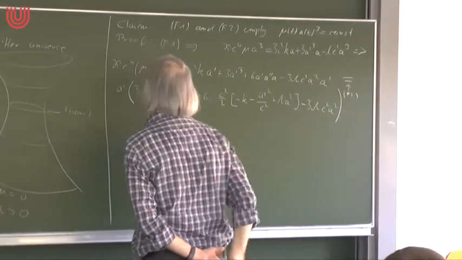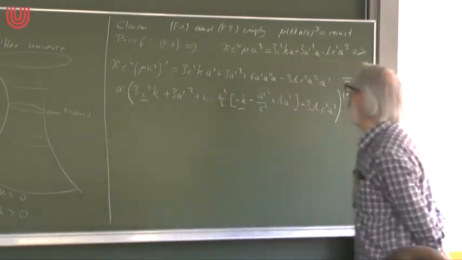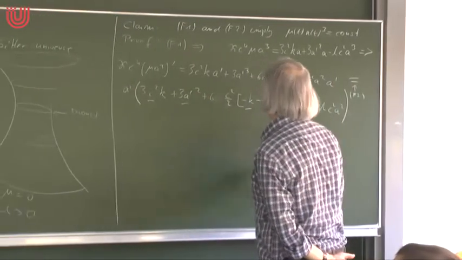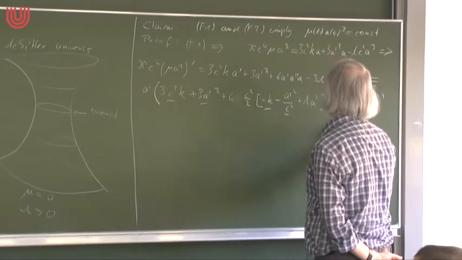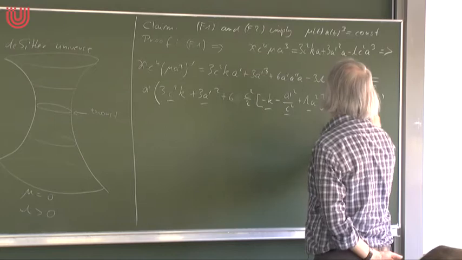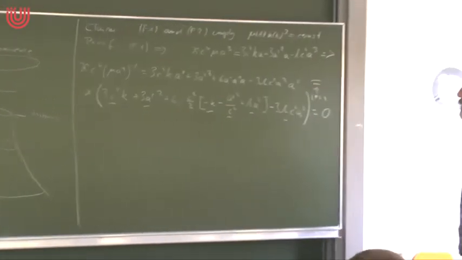So what is this? 3c squared k, 6 over 2 is 3, minus 3c squared k, 3 a prime squared minus 3 a prime squared, minus 3 lambda c squared a squared plus 3 c squared lambda a squared. So the whole thing is 0. So the conservation law holds. Okay?